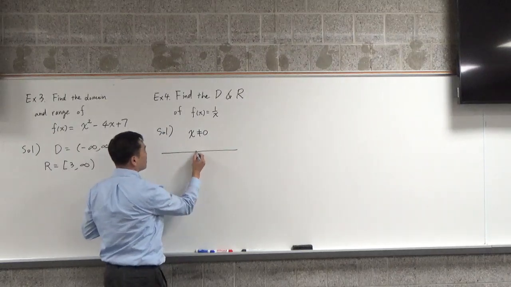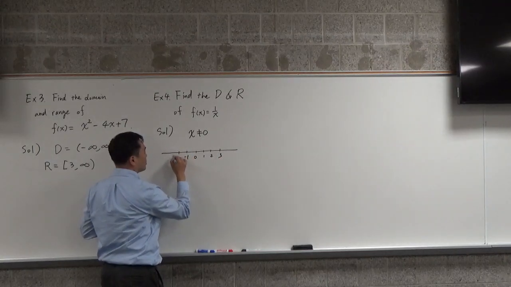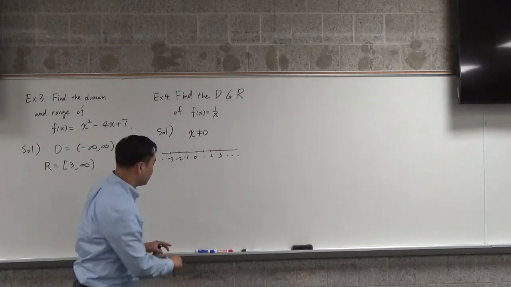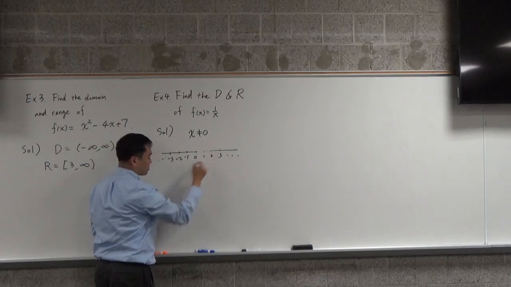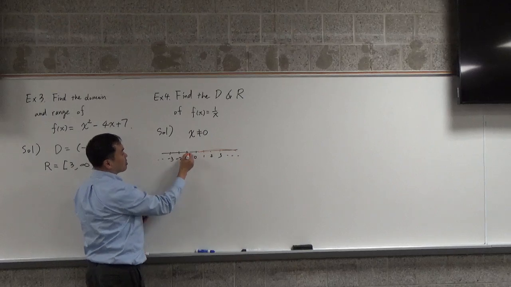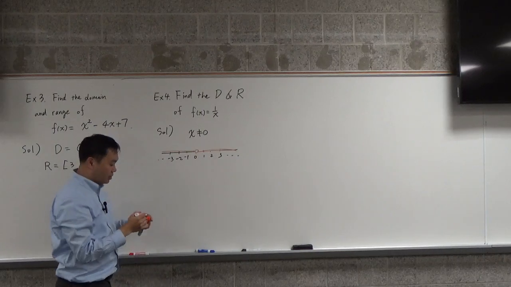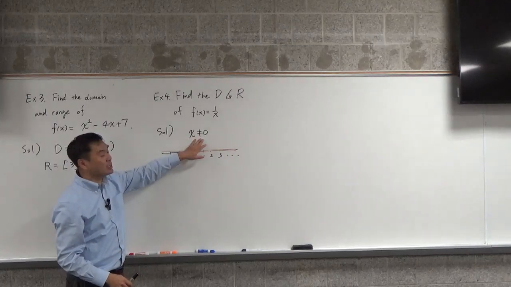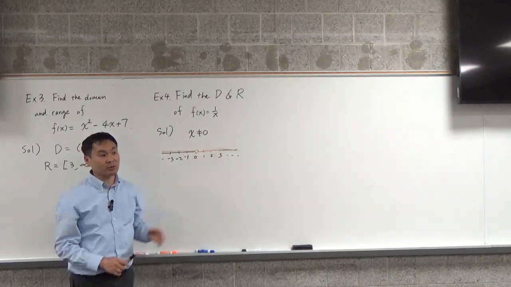If you have the real number line, the ones that are positive will be over here. Ones that are negative will be over here. But 0 is not allowed, right? So there's an open circle here. So if you draw the graph of x not equal to 0 on the real number line, this is what you have. You have a hole at 0, everything else is covered.